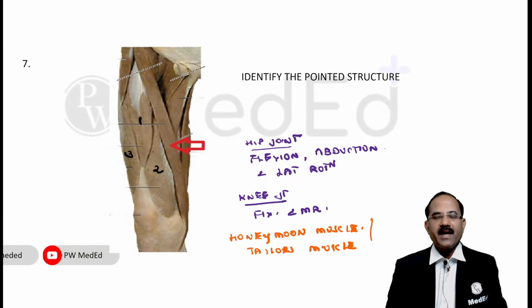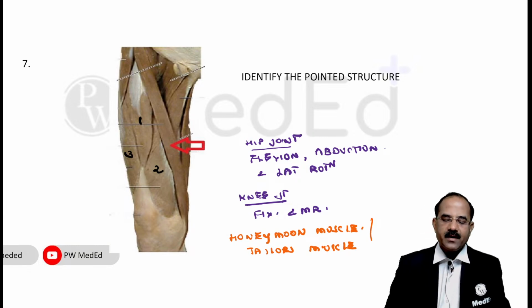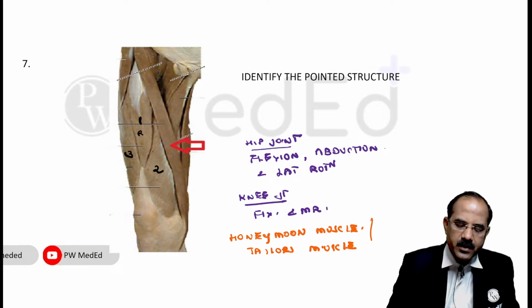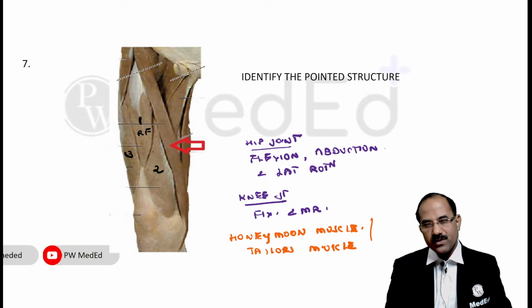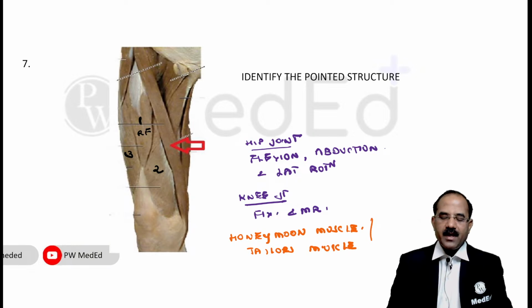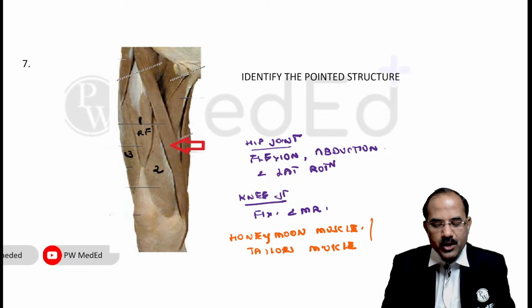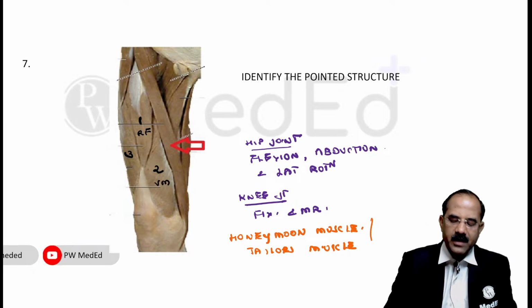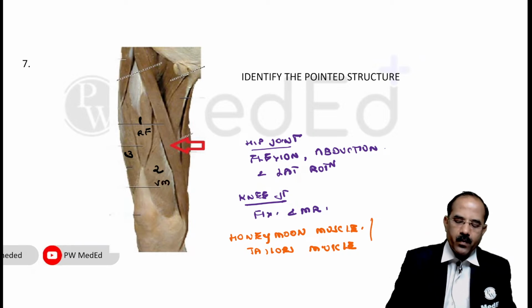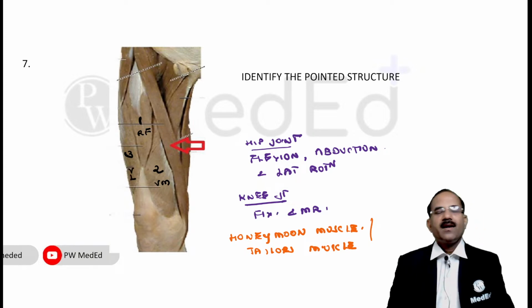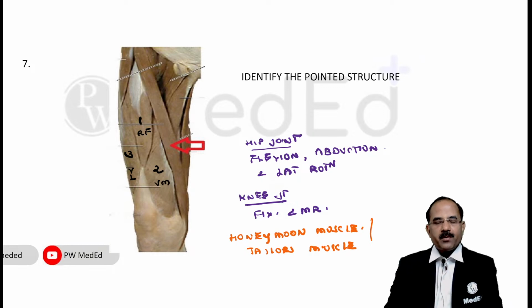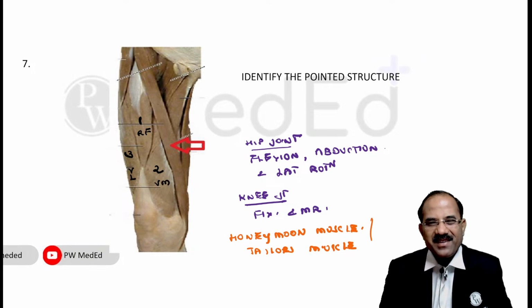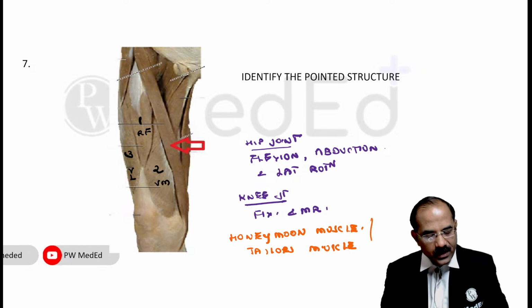So what is the muscle in the anterior compartment of thigh? What is that? One is rectus femoris. Rectus femoris. These are visuals, children. Visuals also you get in the MCQs. This is rectus femoris. What is number 2? That's vastus medialis. What is number 3? Vastus lateralis. Okay. So 1 is rectus femoris, 2 is vastus medialis, 3 is vastus lateralis.